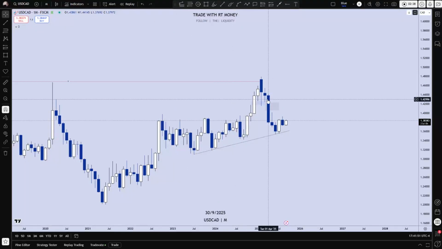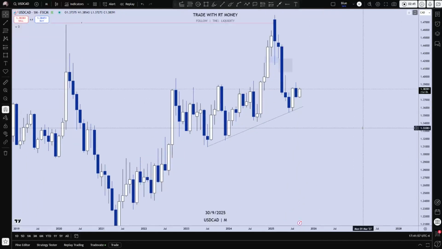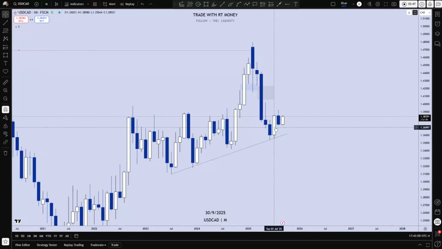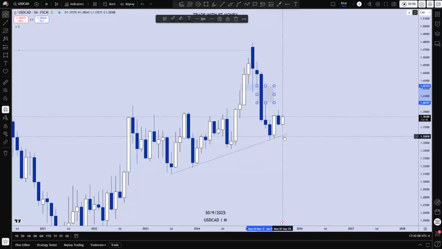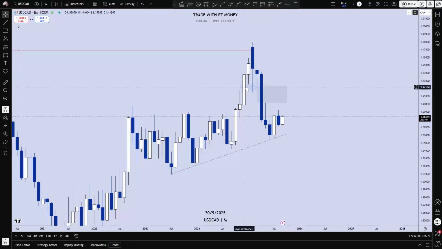When you create an imbalance on the way down, price will come back to reprice, to rebalance that imbalance. And I think that's where we're going to see some short-term bullish activity heading towards this high, which is the low of the bearish fair value gap.